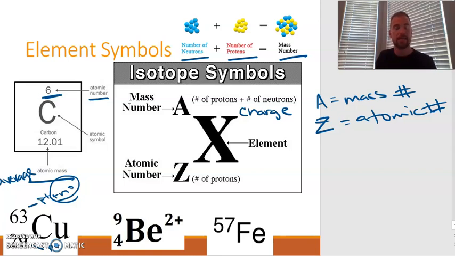Additionally, this atom is actually an ion. It has a charge, and I know that because it's written up here as positive 2. Finally, you'll notice in this example, it actually does not write the atomic number down at the bottom.